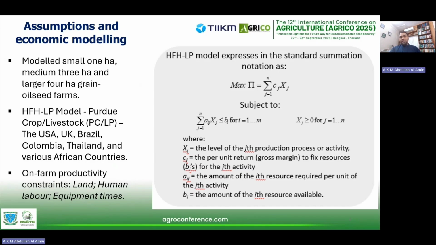To achieve the objective, this study modeled small 1 hectare, medium 3 hectare, and larger 4 hectare grain-oilseed farms, as the farms are classified as small, medium, and large farms in Bangladesh. We adopted the Hands-Free Hectare linear programming optimization model, which was originally developed from the Purdue crop livestock linear programming model that was used worldwide in various countries.